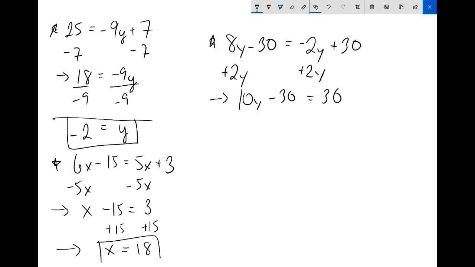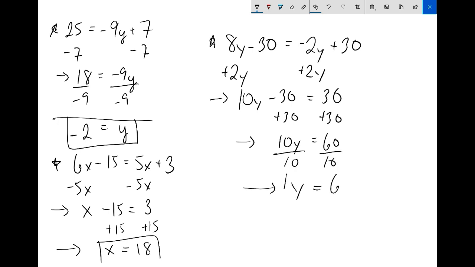Then we just get rid of that 30. We've got a minus 30 over here I want to send over there, so I'd add 30 to both sides. And then you got 10y and 60. So the last step would be to divide by 10. And so y is 60 divided by 10, which is 6.